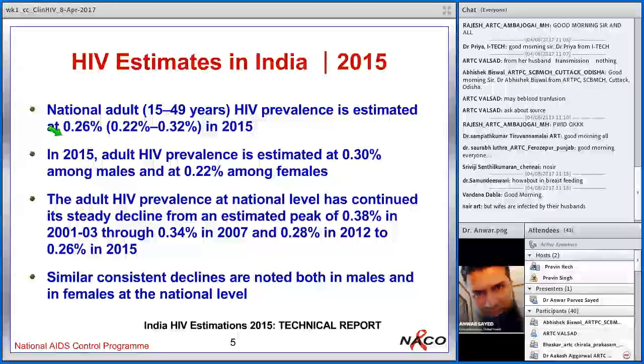Again in male-female comparison for the national scenario, the estimated prevalence is 0.30% in males and 0.22% in females. But the prevalence is on a declining trend over a period of time. From 2001-03 until 2015, it has decreased from 0.38% to 0.26%, and similar consistent declines are noted in both males and females at the national level.